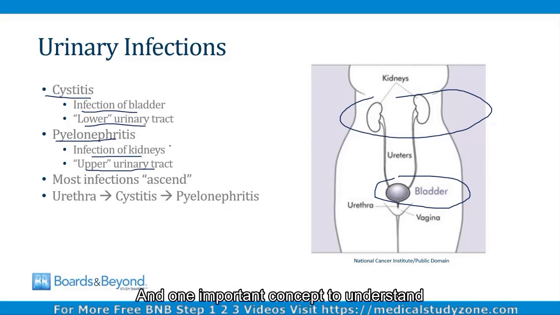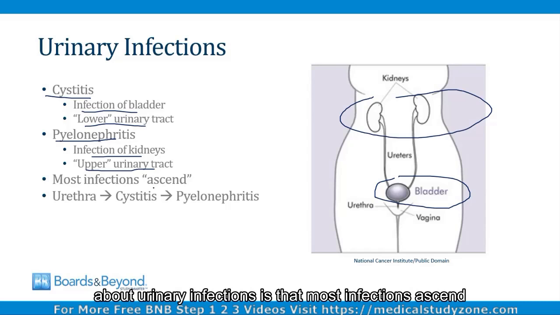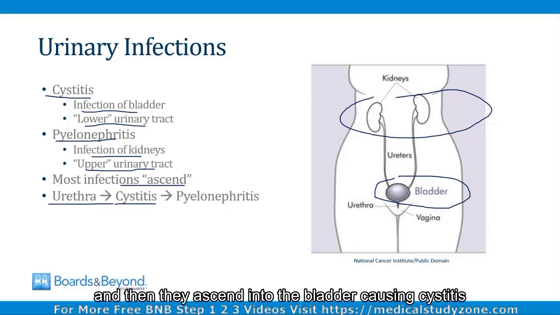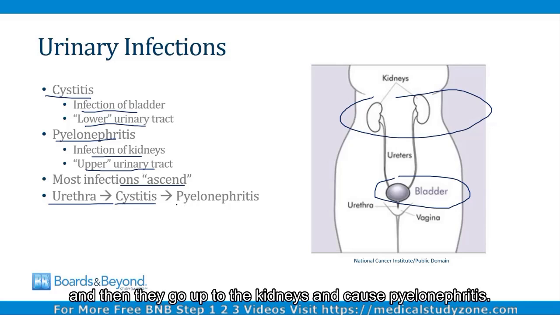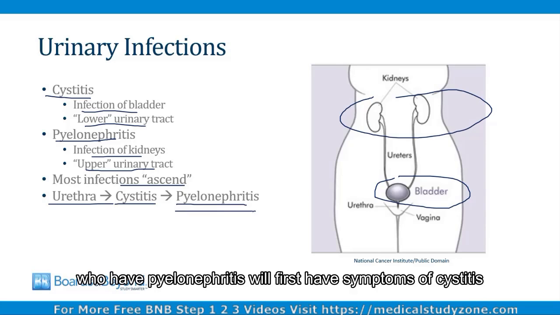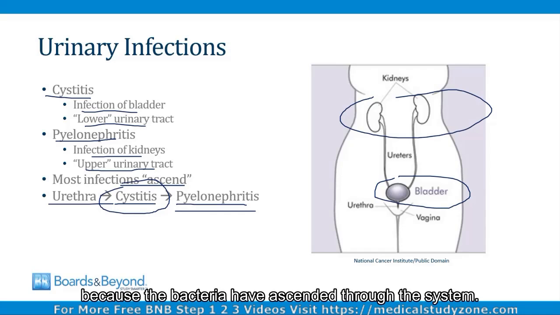And one important concept to understand about urinary infections is that most infections ascend, and by this I mean that bacteria gain entry to the urethra and then they ascend into the bladder causing cystitis, and then they go up to the kidneys and cause pyelonephritis. And this is important clinically because most patients who have pyelonephritis will first have symptoms of cystitis because the bacteria have ascended through the system.